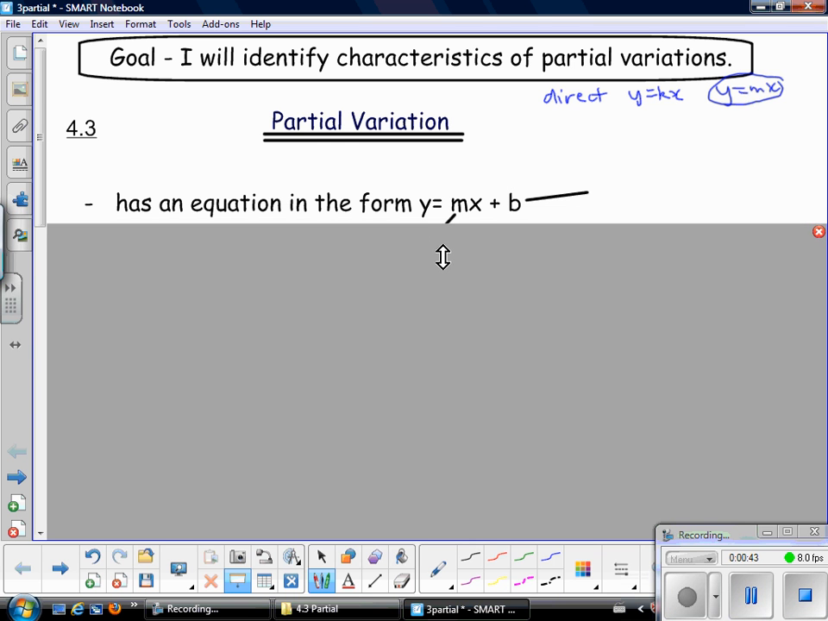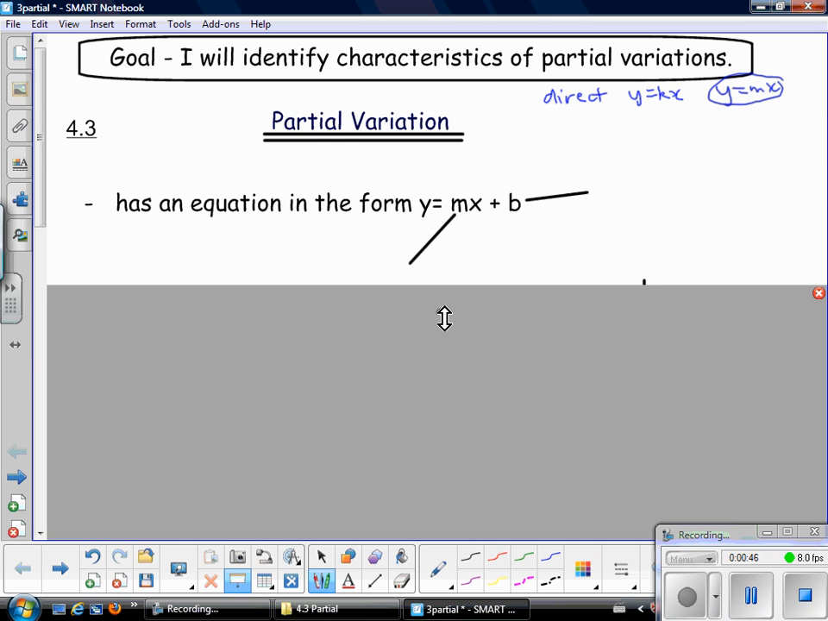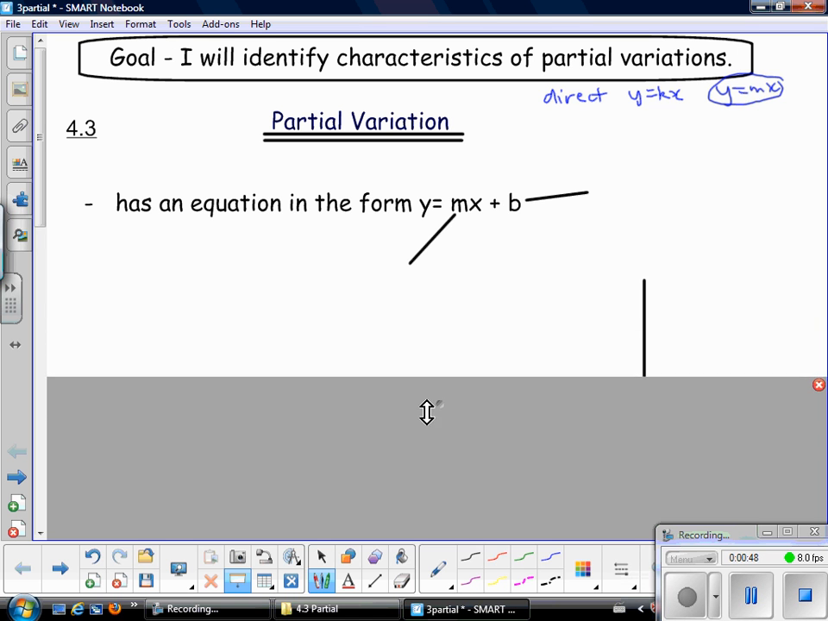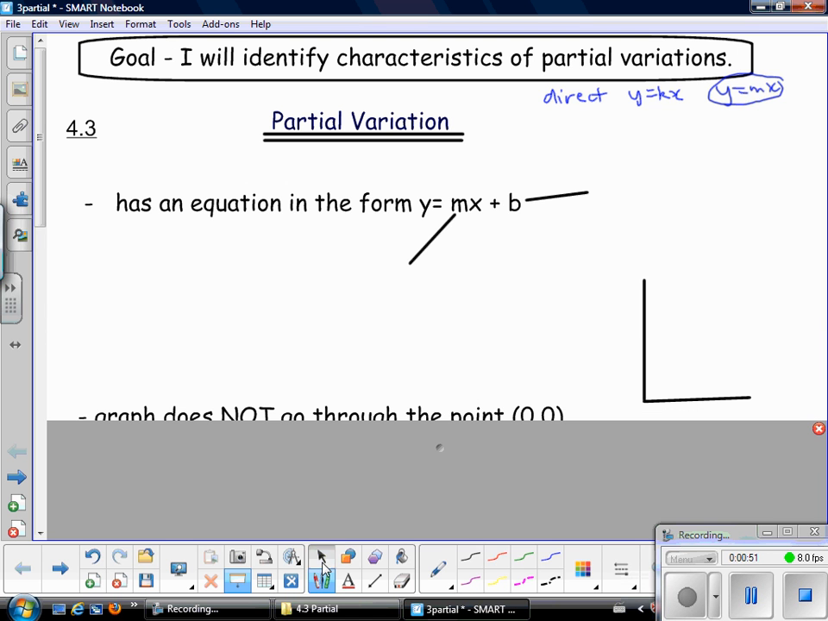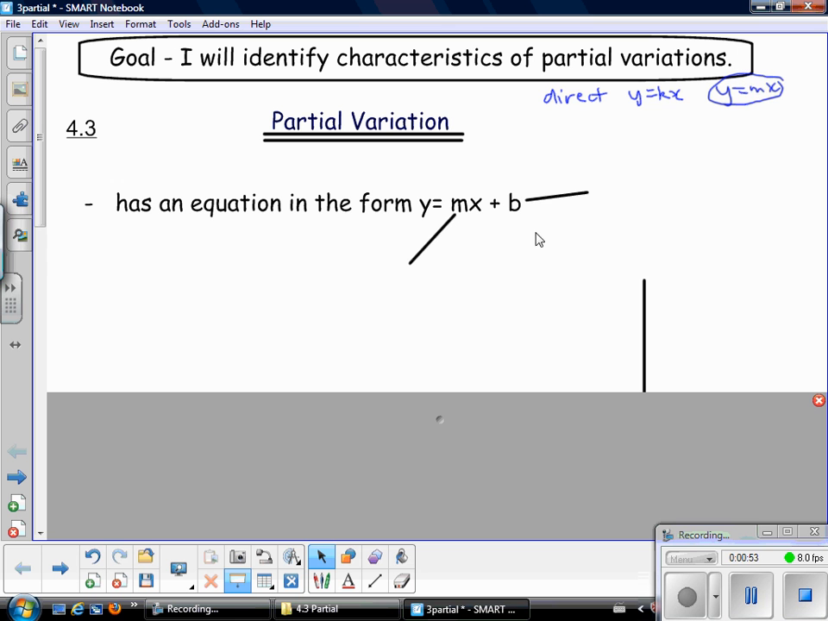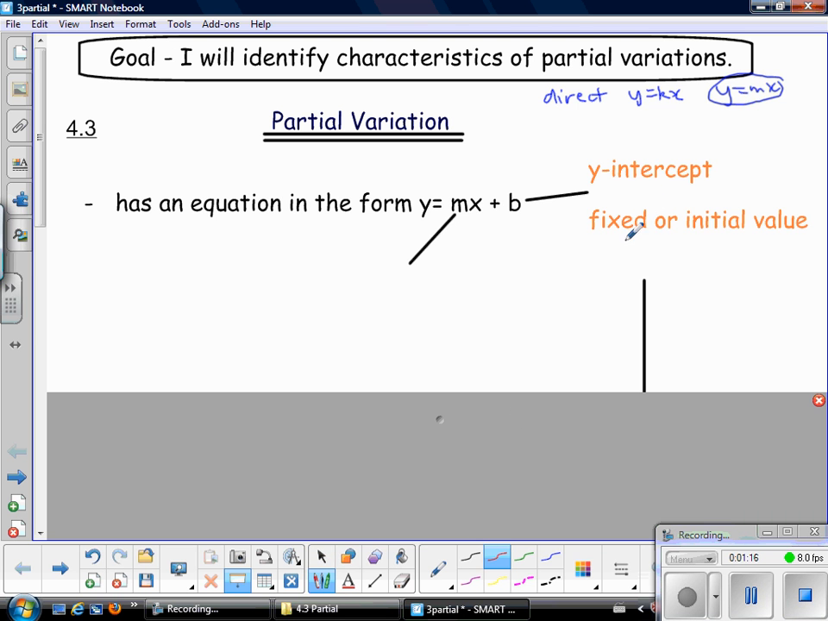So first of all, partial has an equation in the form y equals mx plus b. I think I've seen that before, and hopefully you have too. Okay, so first of all, we know b is our y-intercept. Now, for these types of questions, it's what we call our fixed or initial value. Because one of the things you should have known about the questions that you were doing yesterday, they were word questions. Okay, and it's the same kind of thing here. These are word questions looking at relationships. So it's the fixed or initial value.